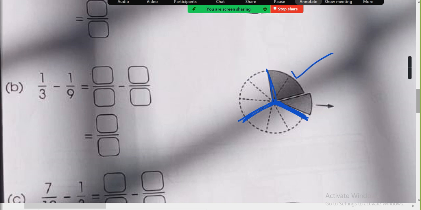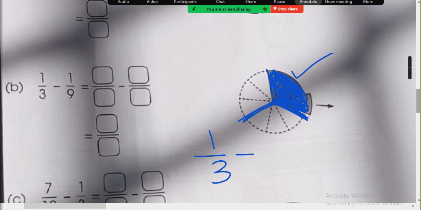And you have 1 out of 3. Means 3 shaded parts are just from 1 out of 3. You have this part of the shape. Shaded part you have 1 out of 3. Right? How much of this figure do you have? You have 1 out of 3.